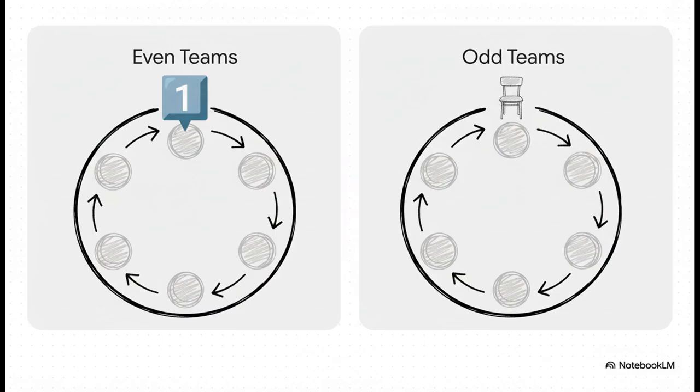If it's even, you lock team 1 in place and rotate everybody else around it. If it's odd, you lock a buy in place and rotate all the teams around that. It's that black and white.